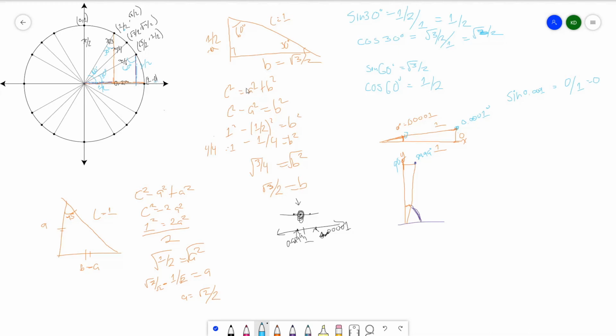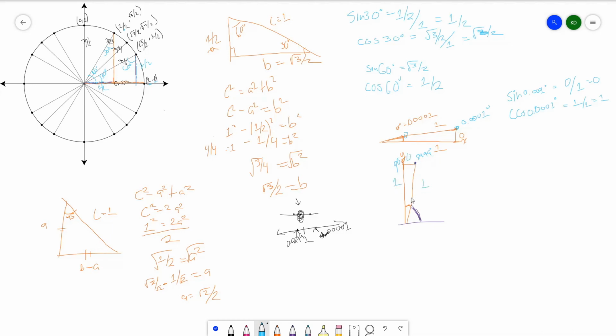And if we take cosine of 0 degrees, or 0.001, you get 1 over 1, which is 1, which is this value right here. And over here at 90 degrees, this will be 1, this will be 1, and this will be 0.